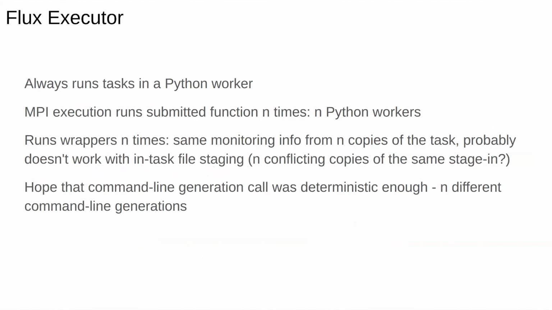Flux, I know a lot less about. I looked at the source code. It looks like it just runs. If you say run this 5 times, well, it runs it on 5 workers. That kind of works if you aren't doing anything interesting in your wrappers, but it is going to run the wrappers 5 times, 1 on each node. You've also got to hope that the command line generation was deterministic, because it generates each MPI call, I think, 5 times, for example, and you hope that that gives you a call that's similar enough for them to work together.